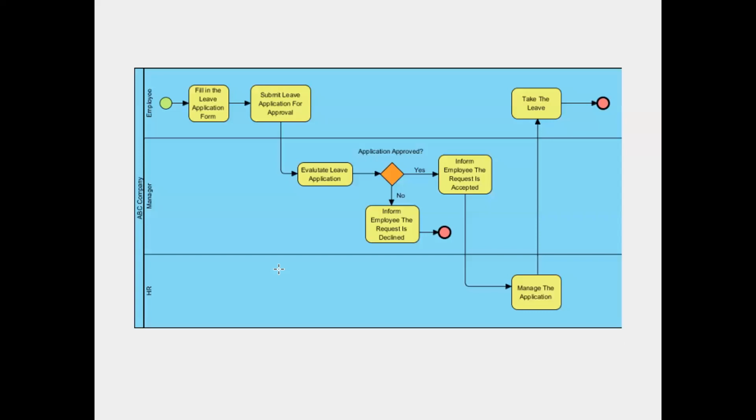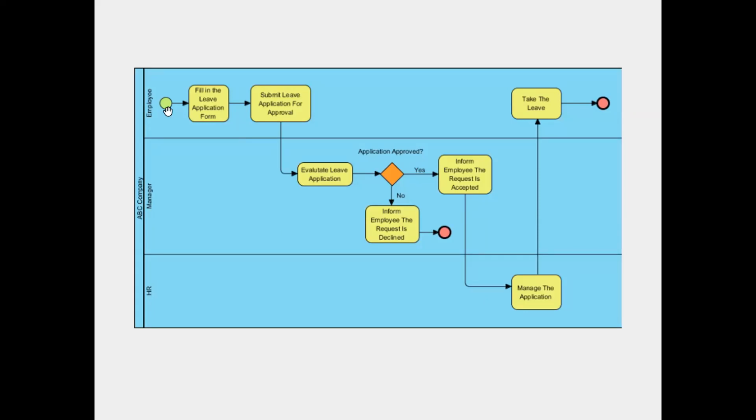Now, the second one is about taking a leave from a company called ABC company. So in the bigger rectangle, you see in this line is ABC company. And there are three parties involved: employee on one side, manager on the other side, and human resource department on the other side.